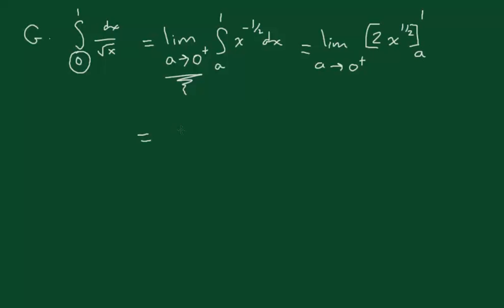When we plug in the 1, it's going to give us 2. I'm just writing it now, distributing the limit, if you will. And then the second portion is going to be 2a to the 1/2, but a is approaching 0 from the right, which gives us 0 for that second term. 2 minus that 0 is 2. So we say that the improper integral here converges to 2.